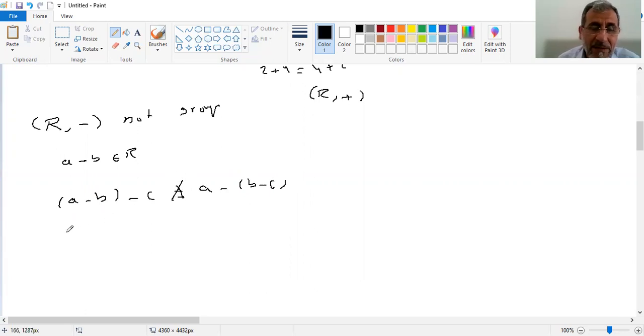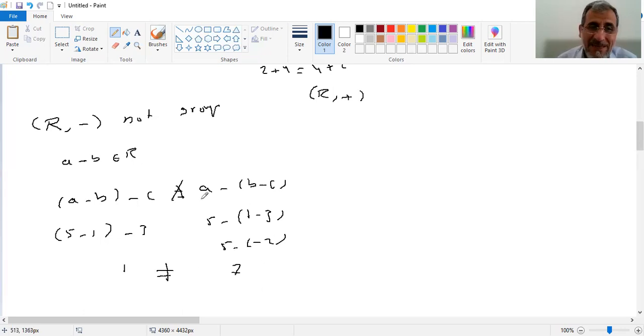Example: say 5 minus 1, which is 4, minus 3. So I have 4 minus 3, which is equal to 1. But now here, if I say 1 minus 3, because I have B is 1 and C is 3, and the A is 5. Now, 1 minus 3 is negative 2. And 5 minus negative 2 is 7. So 1 is not equal to 7.